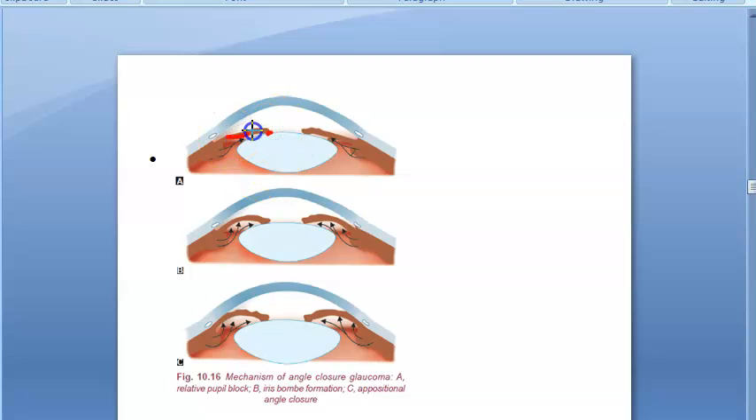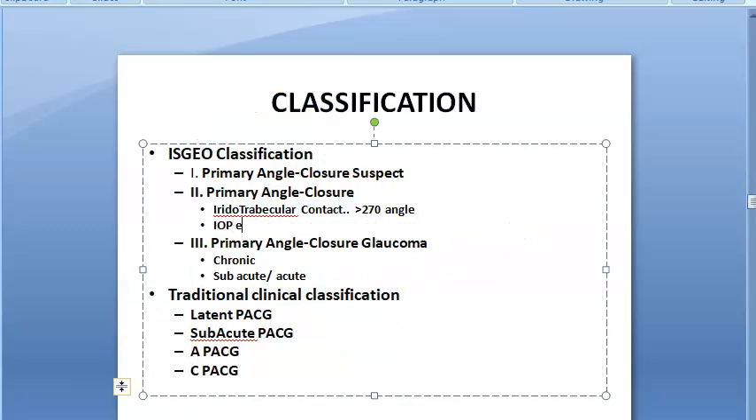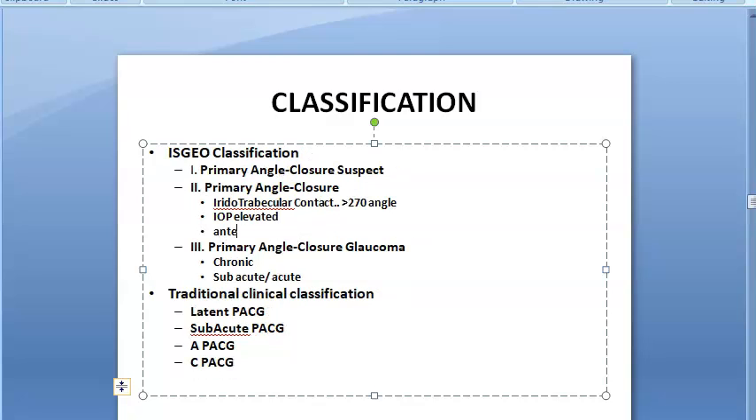That is one option, right? The iris can also stick to the cornea. Even then, there will be a block, right? The aqueous cannot escape into the angle. So there will be raised intraocular pressure. So IOP can be elevated. There could be anterior synechiae, right? Peripheral anterior synechiae, PAS, can be present.